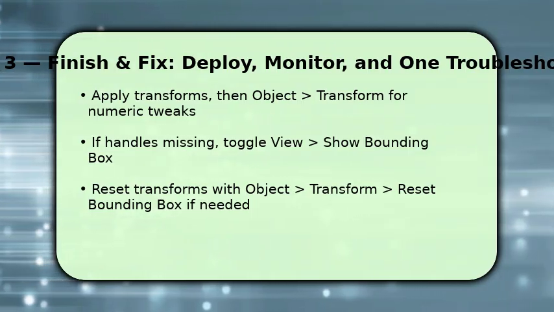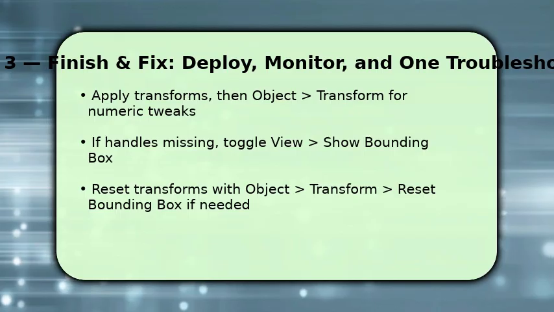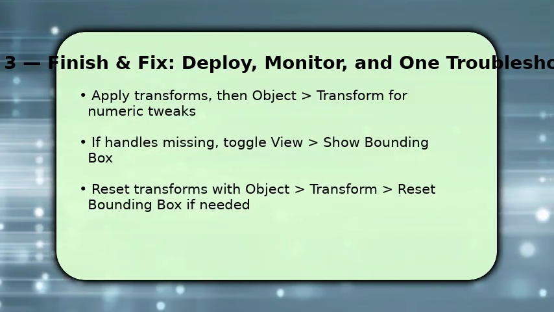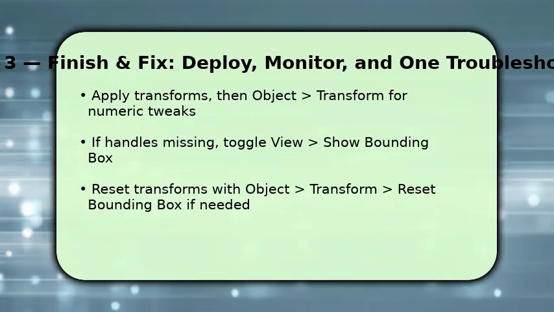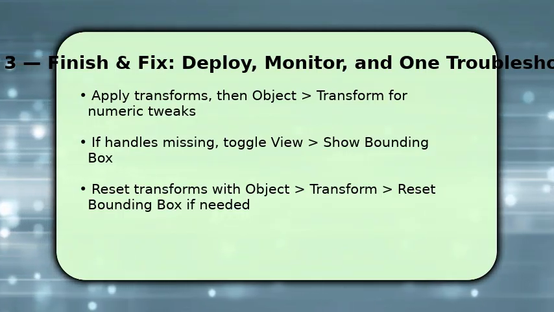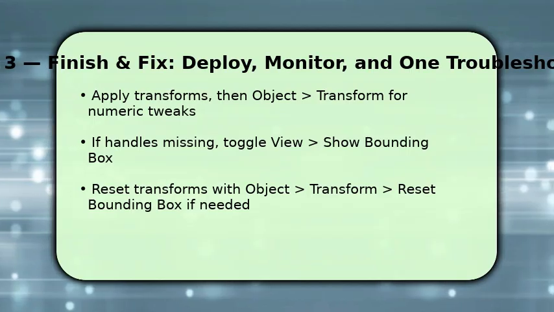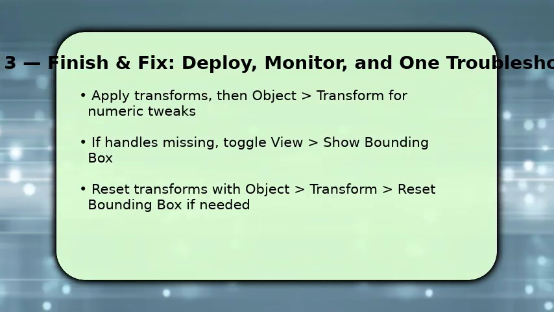Illustrator sometimes hides it. Also, if an object behaves oddly after transforms, use Object Transform Reset Bounding Box to restore normal handles. This fixes many bounding box quirks. If that fails, select the layer and confirm it isn't locked or on a hidden artboard.